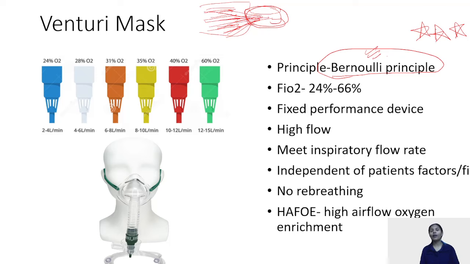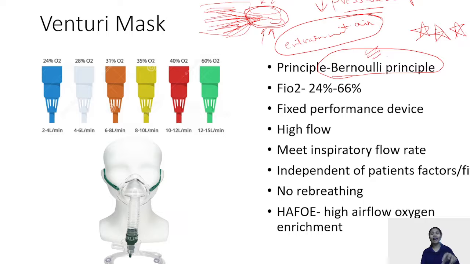Because we have to conserve all the kinetic energy, which is now changed and the velocity has increased, we have a drop in the pressure. Because of that pressure drop, and because the patient's requirement of the inspiratory flow rate has to be met, this pressure drop leads to what is known as the entrainment of the air, in order to fill that void.